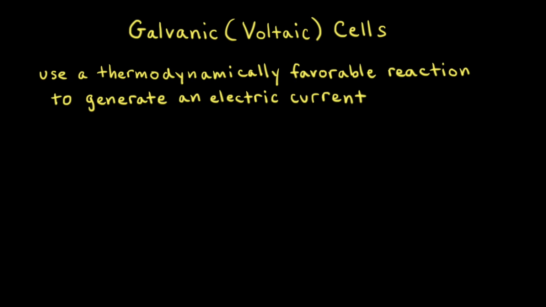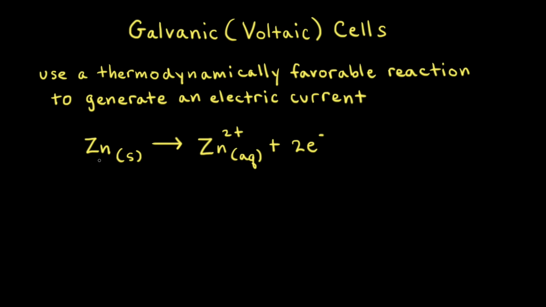Galvanic cells, which are also called voltaic cells, use a thermodynamically favorable reaction to generate an electric current. Before we look at a diagram of a galvanic or voltaic cell, let's first look at the half reactions that are going to be used in the cell.